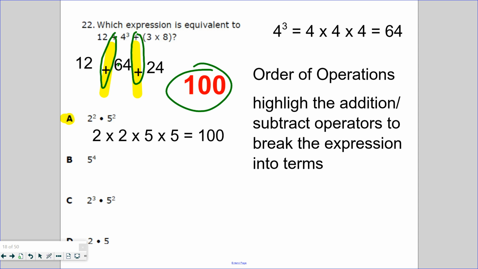Which one of these is the same as saying 100? Let's try this one. 2 times 2 is 4, 5 times 5 is 25. That equals 100. So A makes sense.